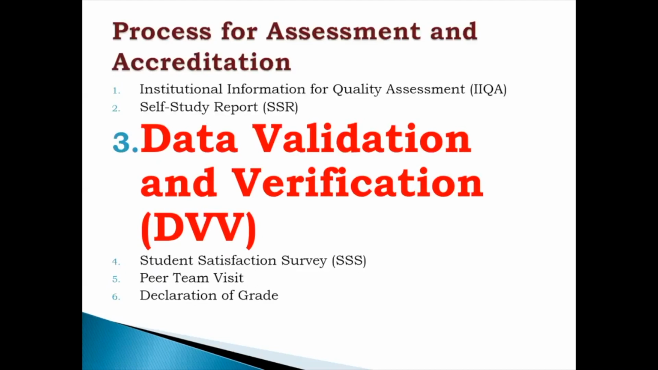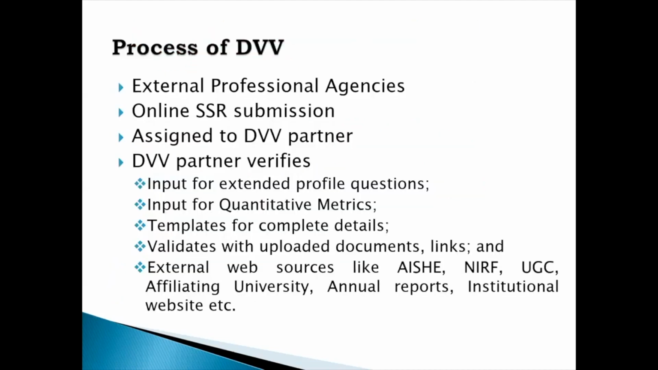So the third step in the NAAC assessment and accreditation process is the data validation and verification. How is the process of DVV done? This process of DVV is done by external professional agencies that we call the DVV service provider. On what do they analyze? On the basis of SSR submission. In SSR submission, the quantitative metrics, which I gave an example of also.